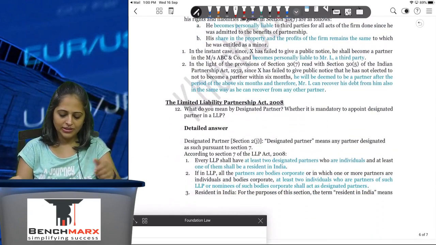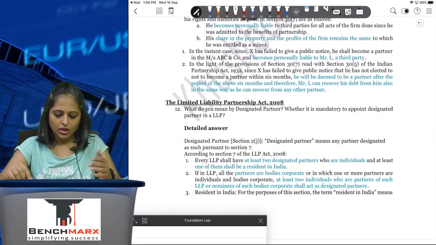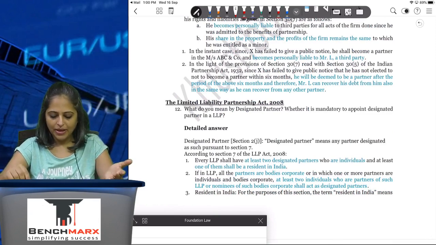Now coming to Limited Liability Partnership Act. What do you mean by a designated partner? Whether it is mandatory to appoint a designated partner? A designated partner is like the CEO of the company who does the management of day-to-day affairs of the company. So yes, it is mandatory to have a designated partner.